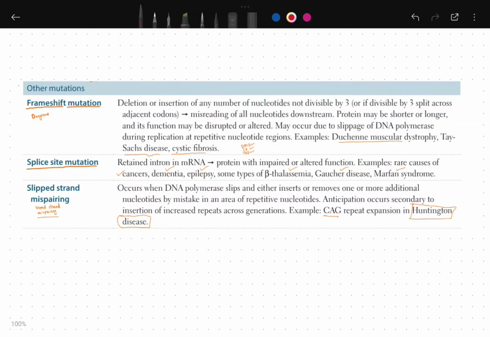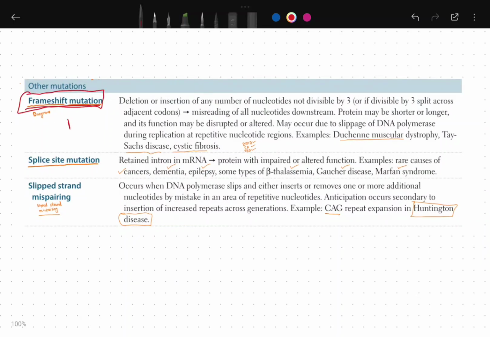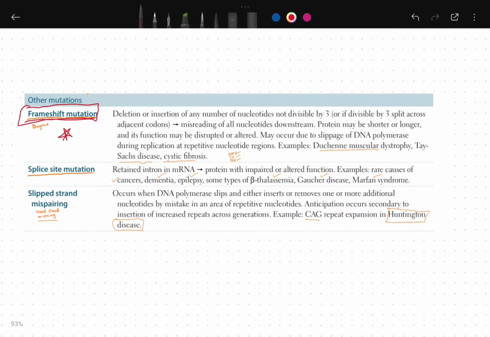Now I discuss the frameshift mutation, which is the most dangerous of all. It's very important. Deletion or insertion of any number of nucleotides not divisible by 3, or if divisible by 3, splits across adjacent codons. Misreading of all nucleotides downstream. The protein may be shorter or longer, and its function may be disrupted or altered. It may occur due to slippage of DNA polymerase during replication at repetitive nucleotide regions.